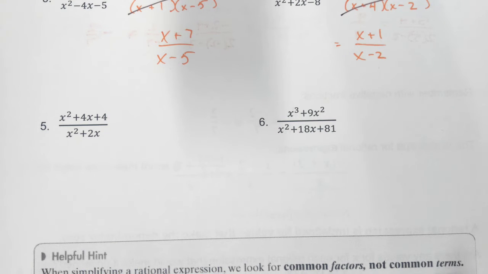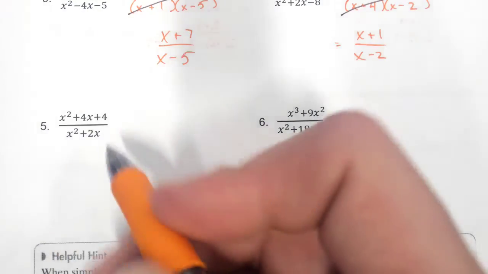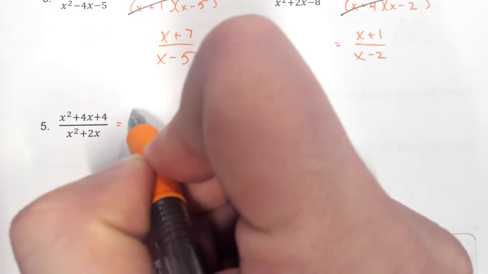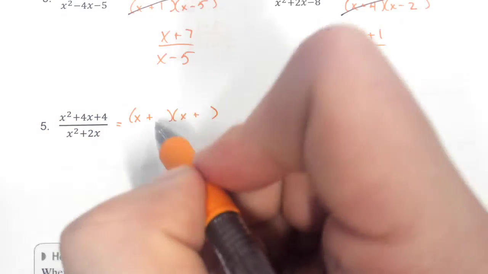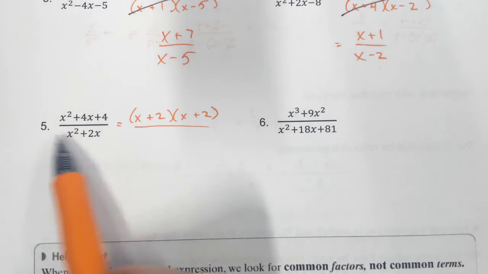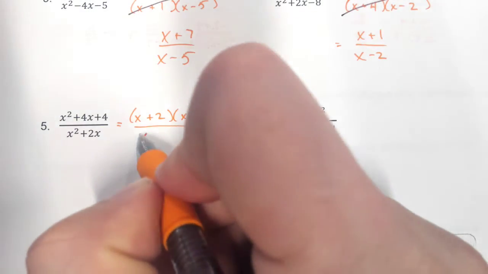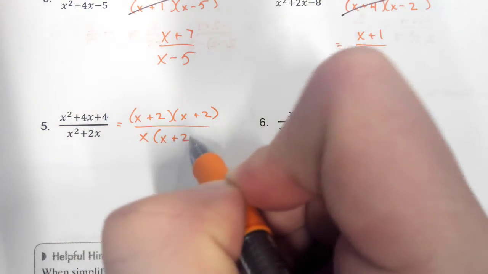On number 5, looks like we've got a normal trinomial on top. Our third sign's positive, so we adopt the sign of the second for both. The factors of 4 that add to 4 are 2 and 2. On bottom, it's not a trinomial. There's just a GCF of x in common. If you were to divide that by x, that leaves you with x plus 2.